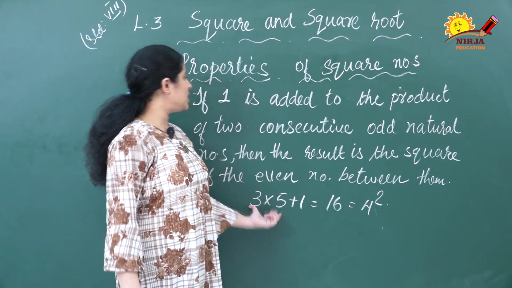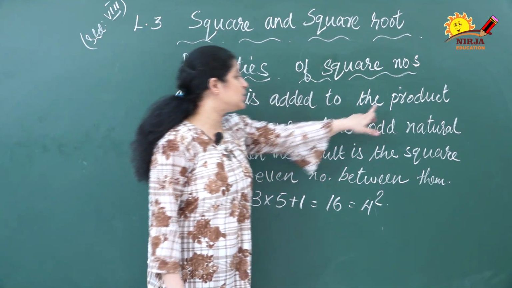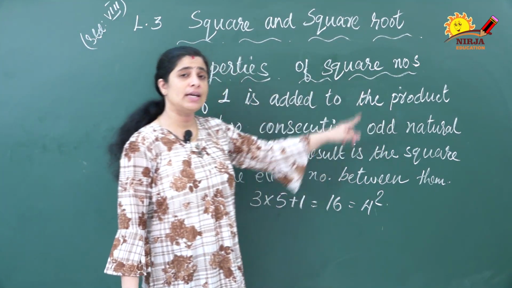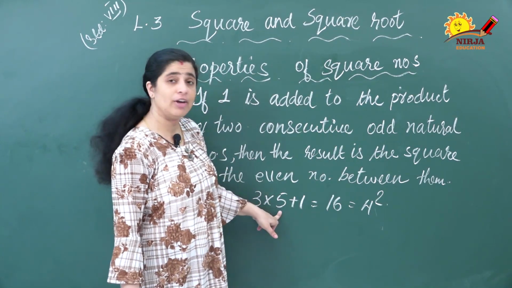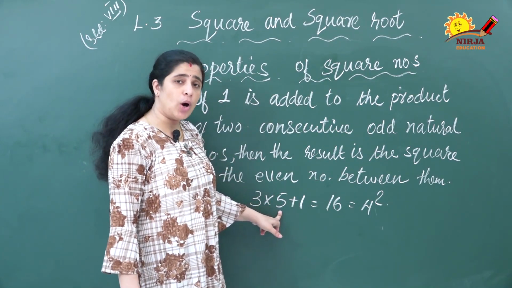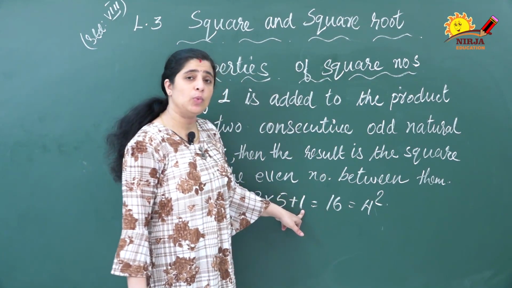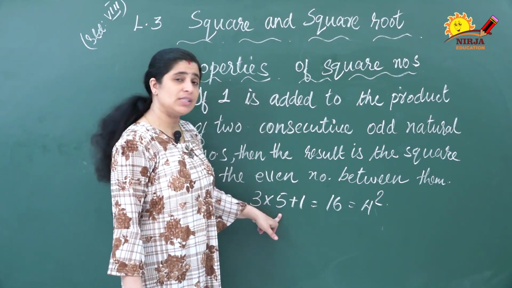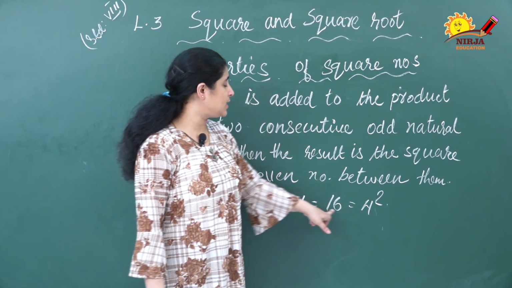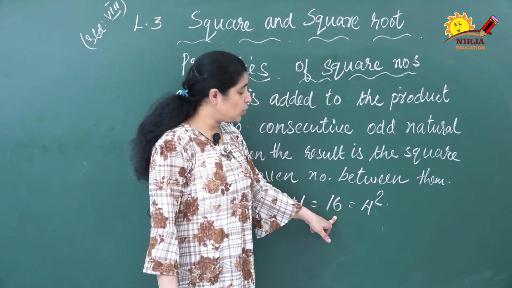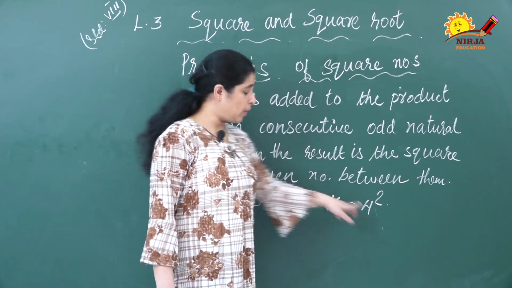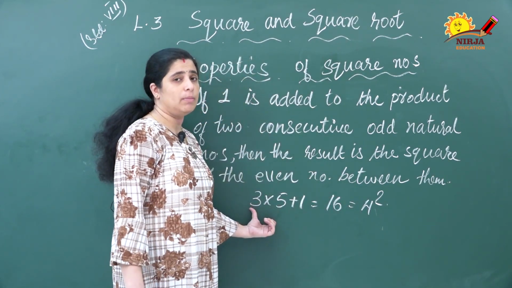I will explain once again. If 1 is added to the product of two consecutive odd natural numbers, so 3 and 5 are two consecutive odd numbers. You have to add 1 to the product of these numbers. That means 3 5s are 15. 15 plus 1, that is equal to 16. And you know that this is the square of 4. 4 is the even number between these two odd numbers.